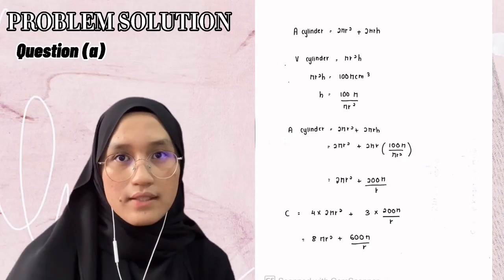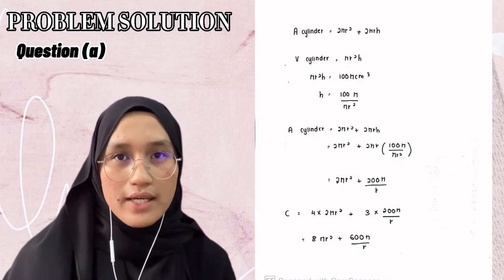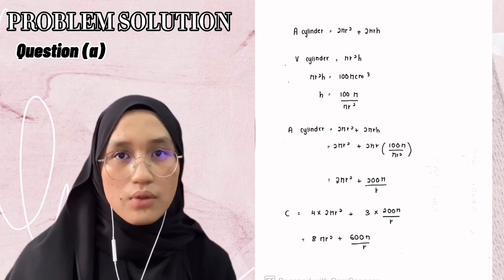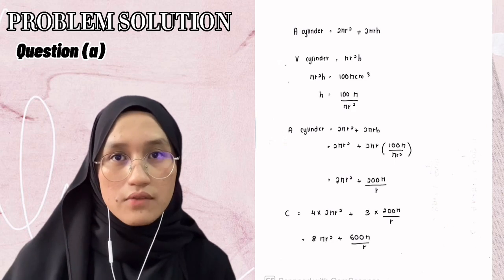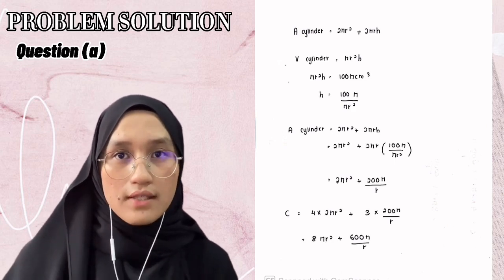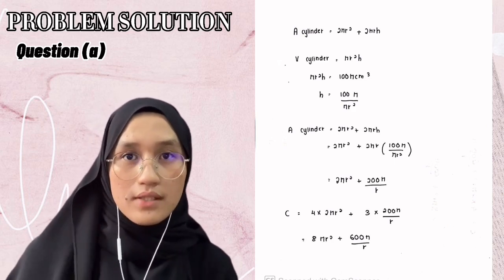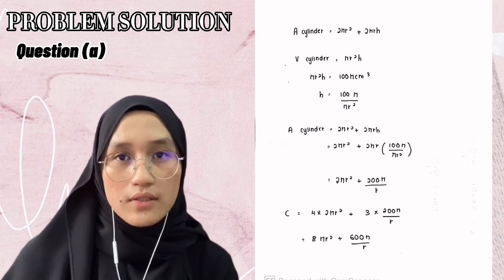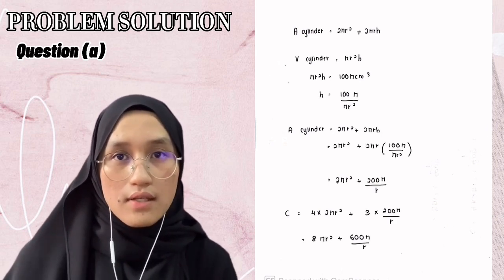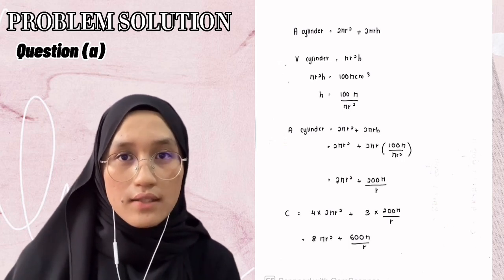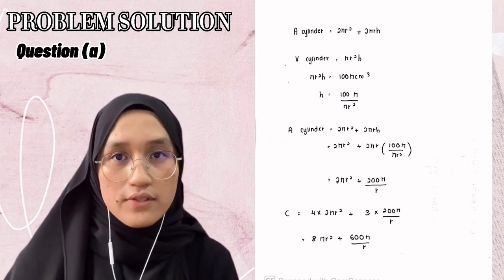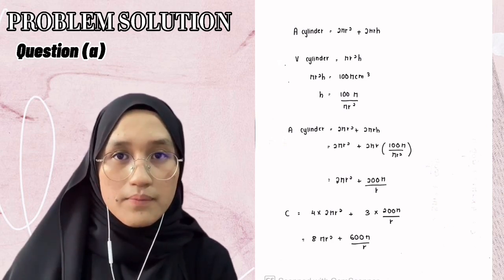A cylindrical can of radius r cm and height h cm is to hold 100 pi cm cube of orange juice. The cost of material used for the top and bottom of the can is 4 cents per square centimeter, and the cost of material used for the curved side is 3 cents per square centimeter. For question A, show that the total cost in cents for constructing a can is C equal to 8 pi r square plus 600 pi over r.